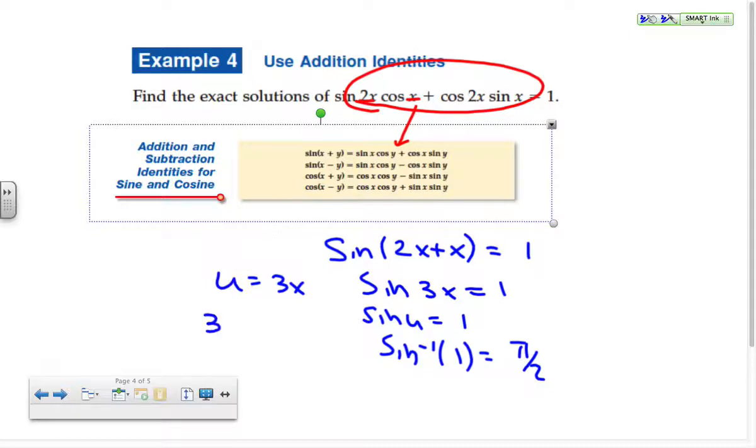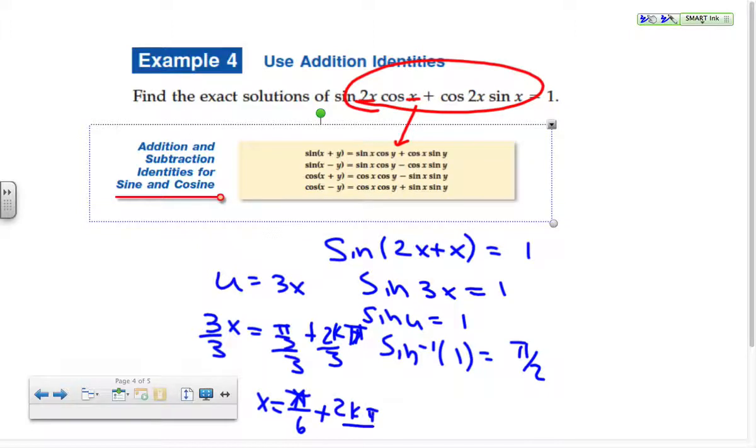So I have 3x equals pi over 2 plus 2k pi. Divide by 3, and I end up with x equals pi over 6 plus 2k pi over 3.